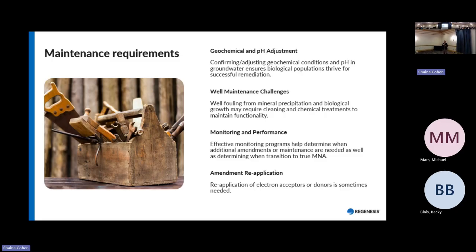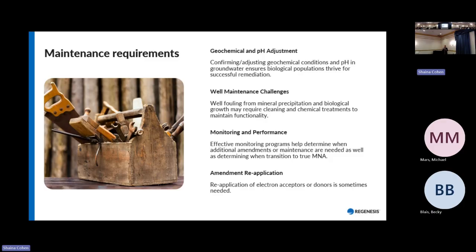I know I said it before, but I'll say it again, having a really well-defined performance monitoring program is key, so that you can make educated decisions on when you're ready to switch over to a true monitored natural attenuation approach, or when you can say definitively, this contaminated site's been addressed and we can close it out. And based on that monitoring, it's entirely possible that in some scenarios a reapplication might be needed. We often are designing these things to be a single application, but sometimes we're not, and it's important to understand that on the front end too.